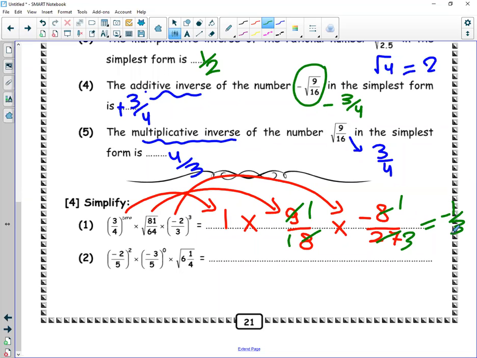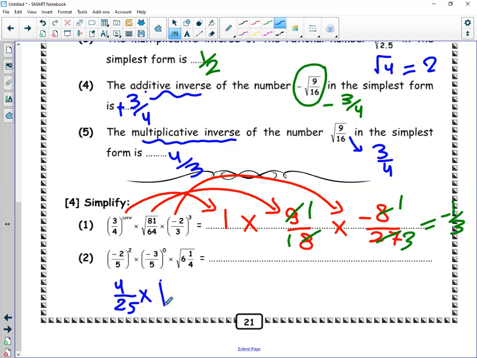Mister, can I answer it? Yes, you can. -2/5 power 2. The answer will be 4/25. 4/25 times -3/5 power 0 equals -1? No, any number power 0 equals 1. Any number power 0 equals 1, not -1.